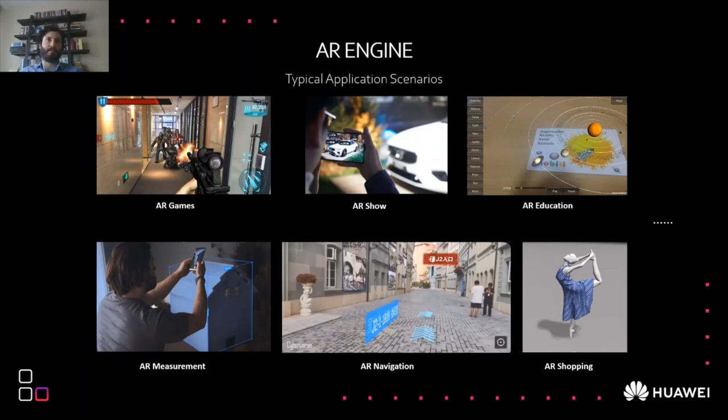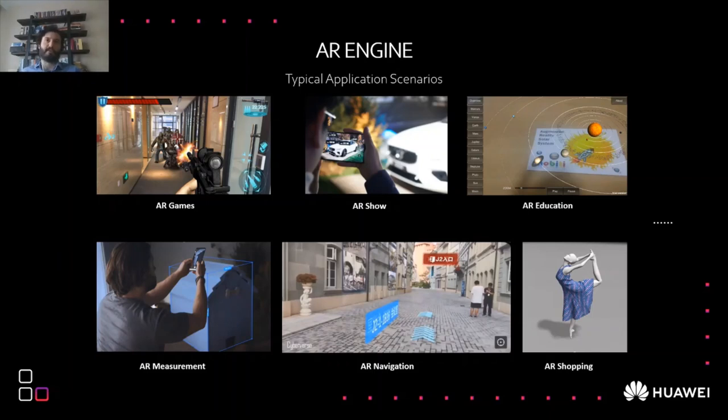These are some typical applications in the real world. You can have AR games. We are cooperating with Unity, for example. You can also make AR shows, and in the education part, you can use it. Also in real life, you can add items, navigators for your navigation, or you can have applications where you can see a dress on a real model.